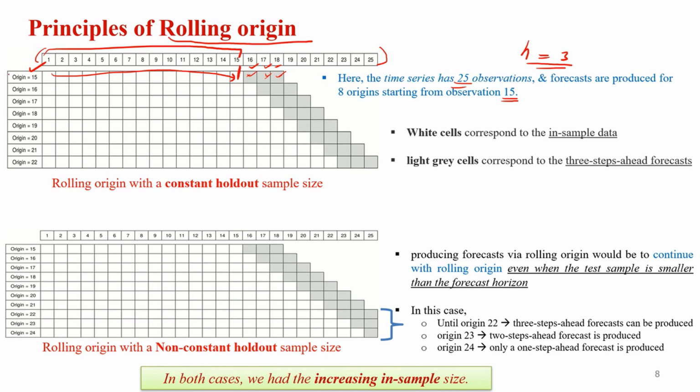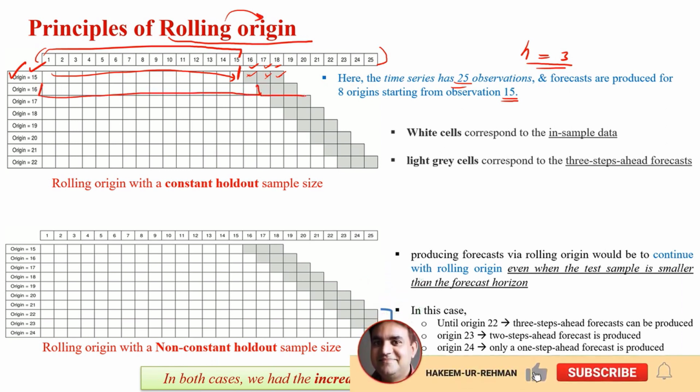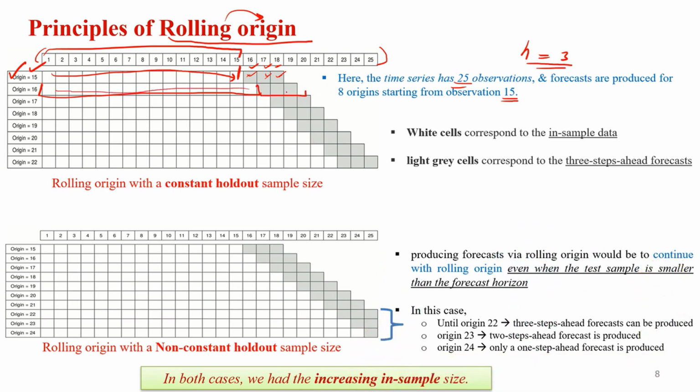Once we have calculated this against the origin 15, we now want to roll the origin from 15 to 16. Which means now we have observations from 1 to 16, and again we are predicting the three-step forecast horizon. Again, for model fitting we are using this data set, and for testing the model we are using these three data points. Then we roll the origin again. Now the origin is 17, which means 1 to 17 is our data set, and these are the forecast horizon.